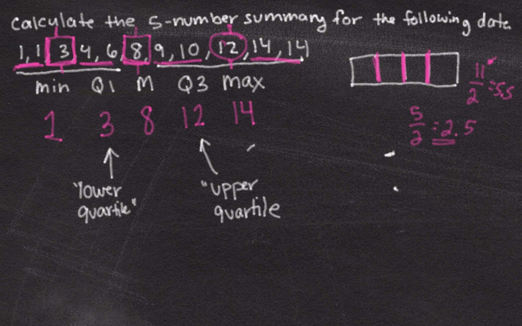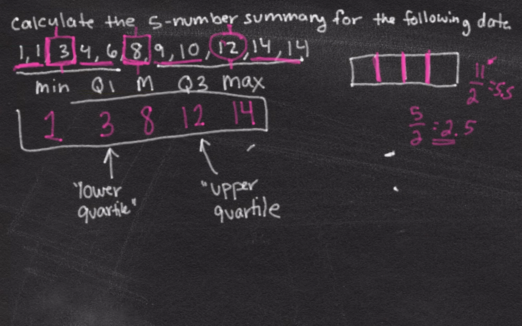So yeah, our 5-number summary: 1 is the minimum, Q1 is 3, median is 8, Q3 is 12, max is 14. So this would be our 5-number summary.